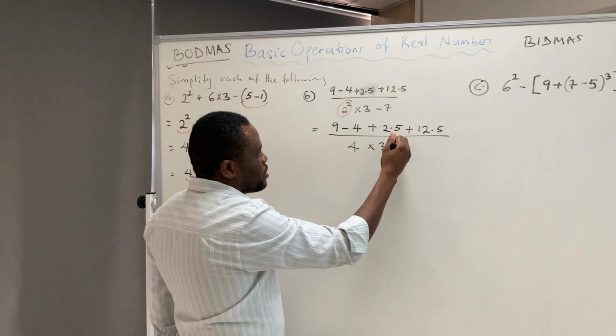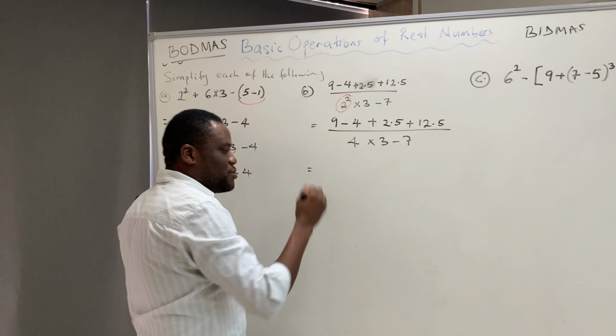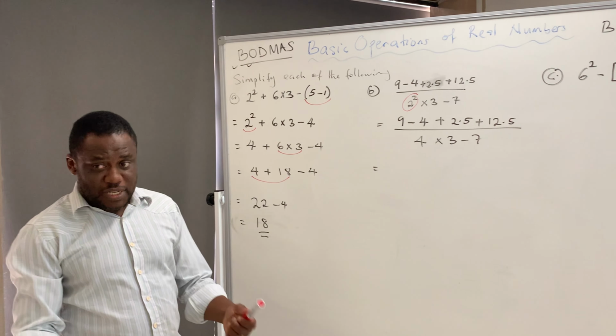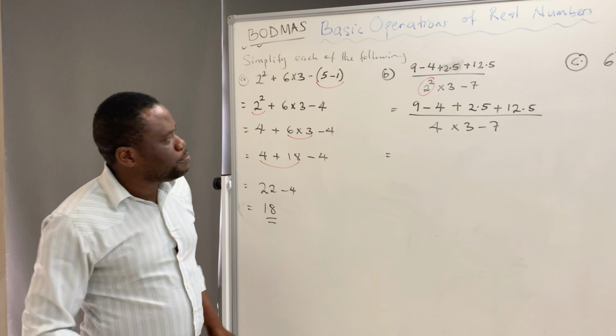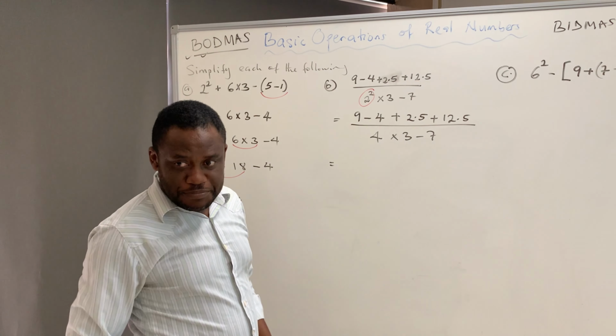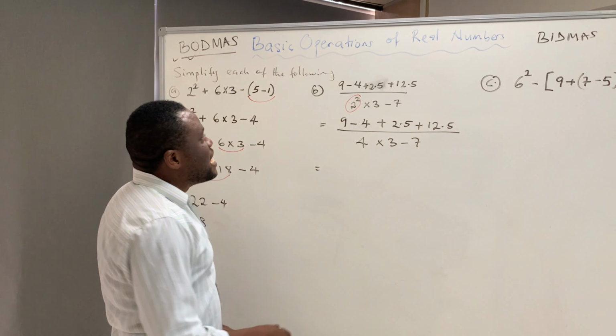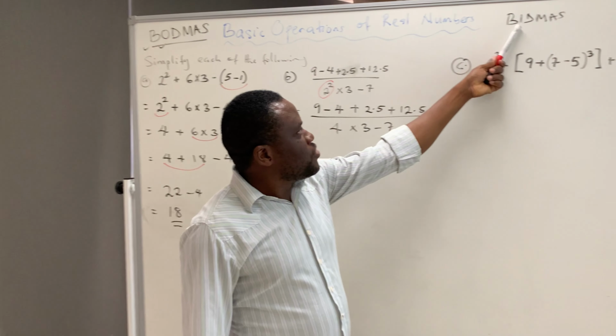Times 3 minus 7. I'm doing it step by step. Of course, I can do 2 steps at the same time, but I want you to understand it. And then when you understand it very well, you can jump. But don't jump inside the exam. Be careful.